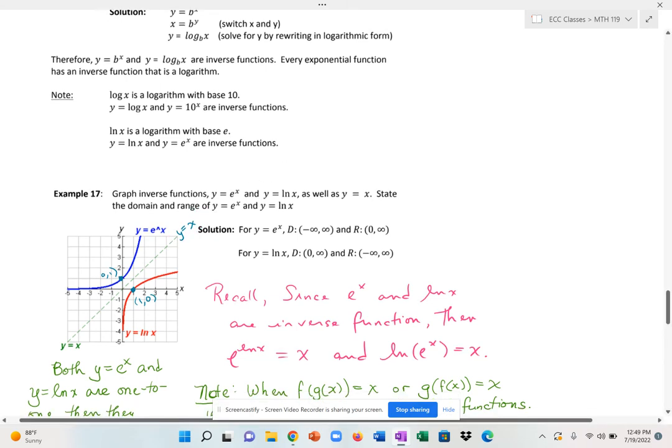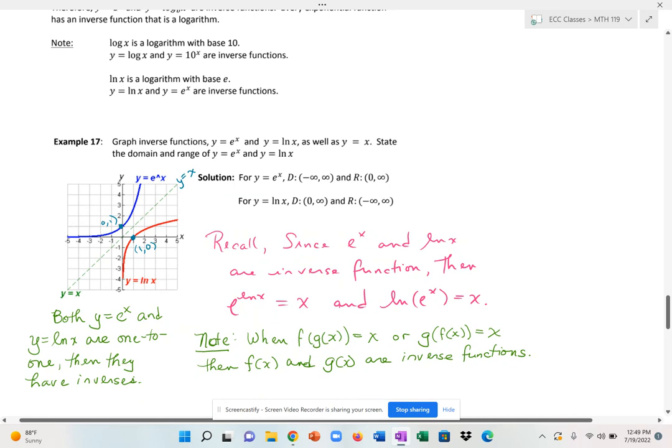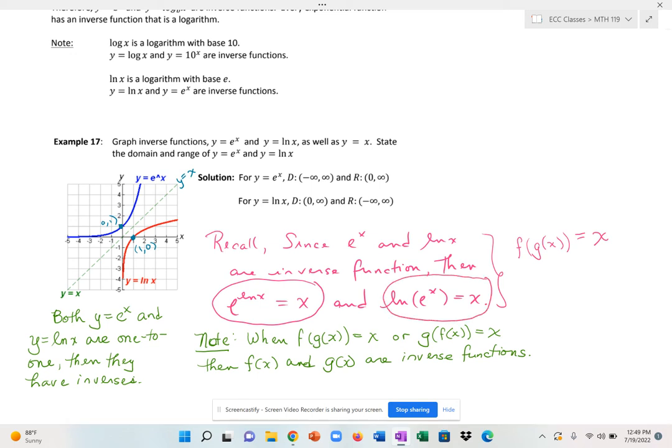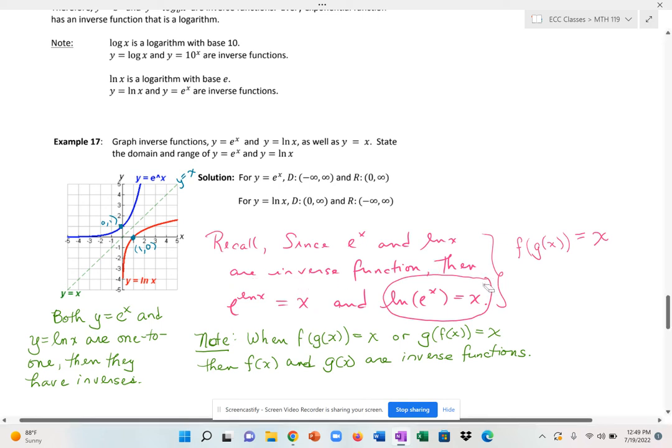vice versa. So remember, one of the definitions for inverse functions is that if you have two inverse functions, if f and g are inverses, then the composite will equal x. So here's the composite. E to the ln of x will equal x. Here's the other order. Ln of e to the x will also equal x. So that's really helpful for when you need to simplify exponential and logarithmic expressions.